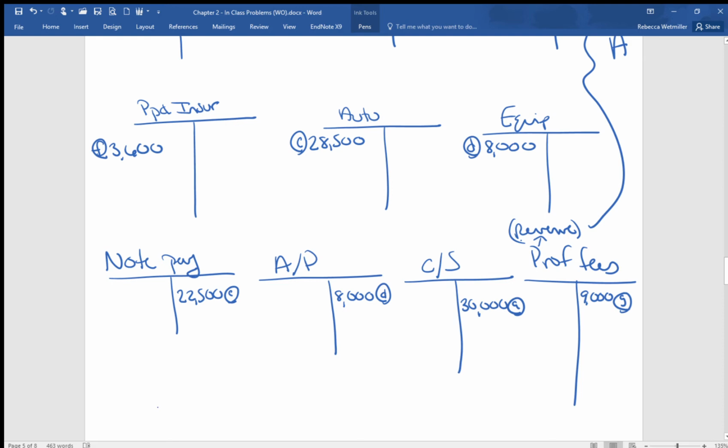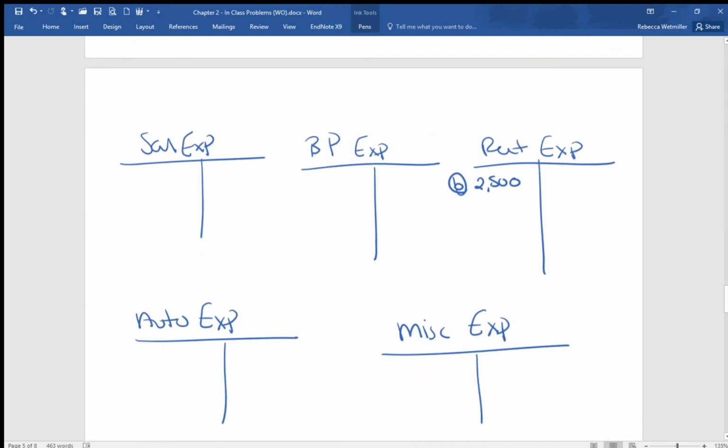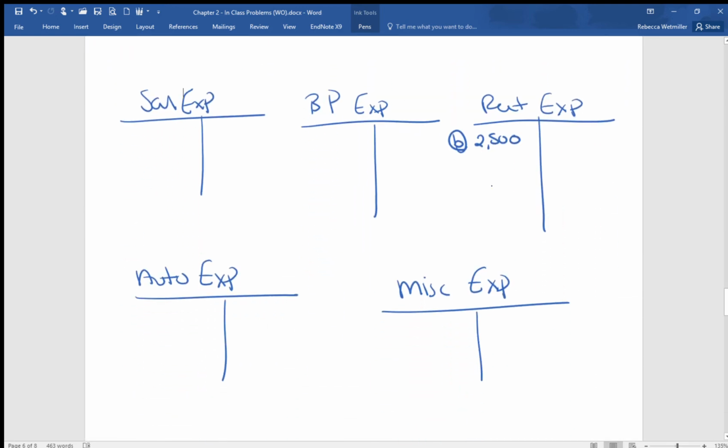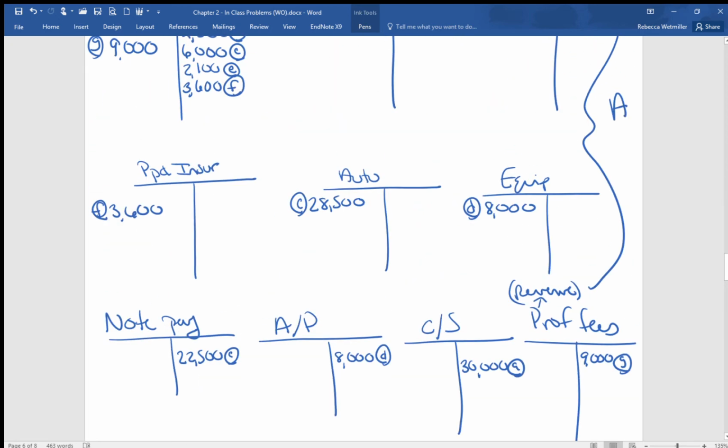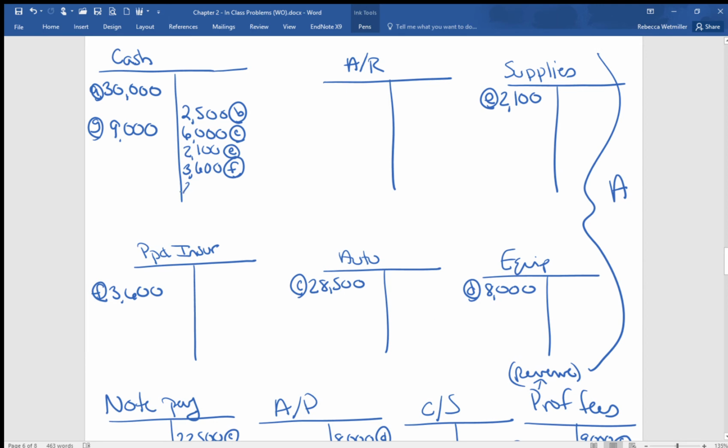Okay, transaction H. I paid cash for miscellaneous expenses. So if I find my miscellaneous expenses, I'm increasing the expense. I'm debiting. I paid cash for it, so I'm decreasing my cash for transaction H. So I'm crediting it.